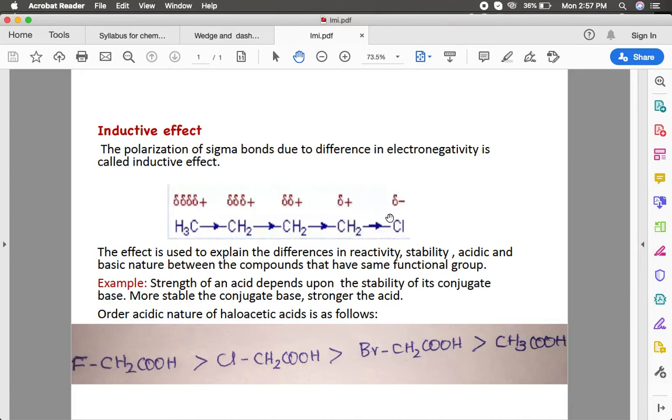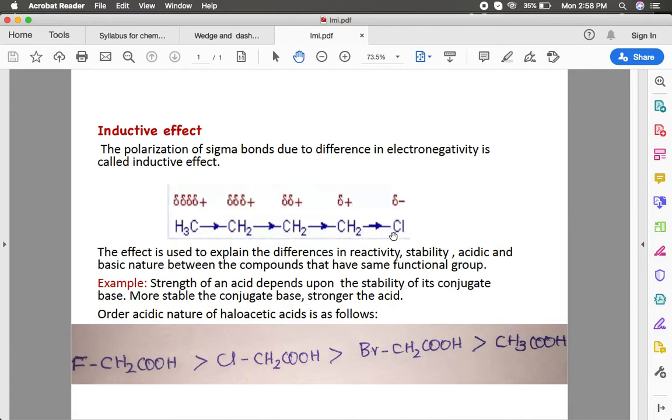But this polarization does not end here. Because of this, the next bond is also polarized, and the effect continues to pass along the sigma chain, the carbon chain. But this effect diminishes after 3 or 4 carbons. This is called inductive effect. So the polarization of sigma bonds due to the difference in electronegativity is called inductive effect.